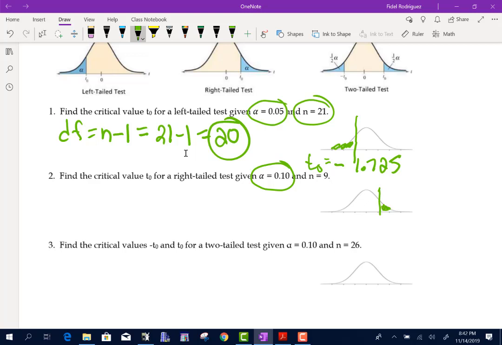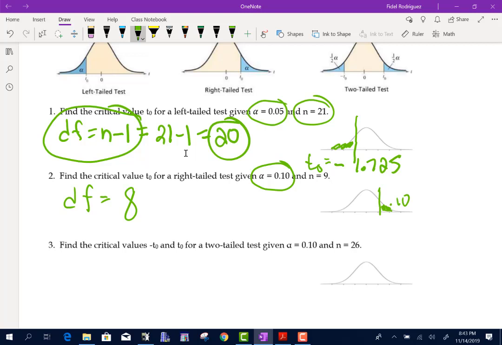So that means that the area over here is 0.10, right? Guys, what would my degrees of freedom be this way? But hold on, remember my n is 9. What's my degrees of freedom though? 8, right? Why is it 8? Because it's always whatever my n is minus 1, right?